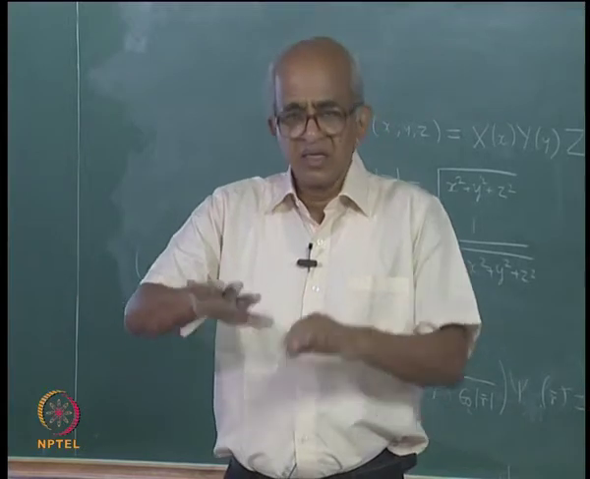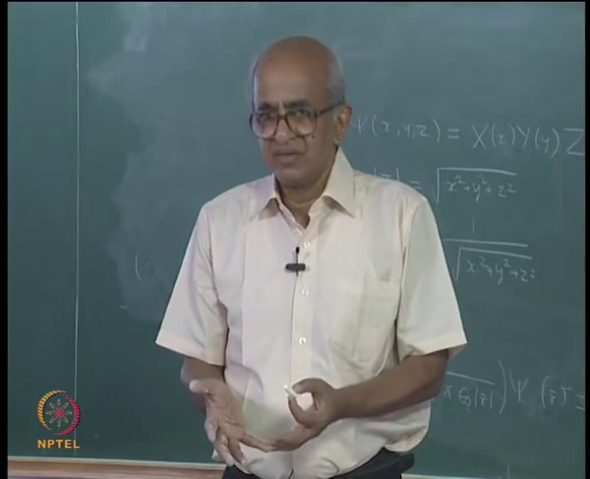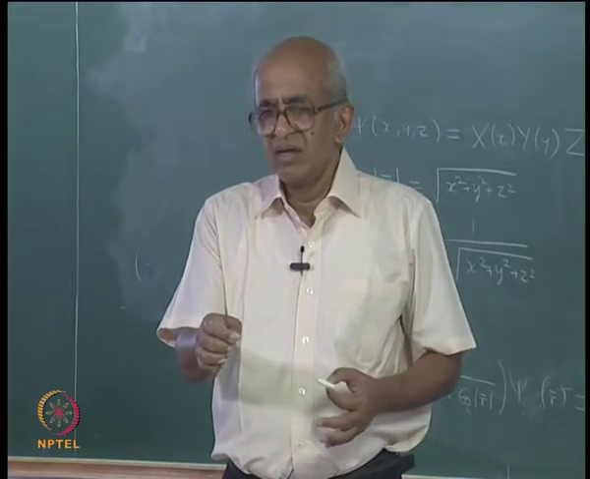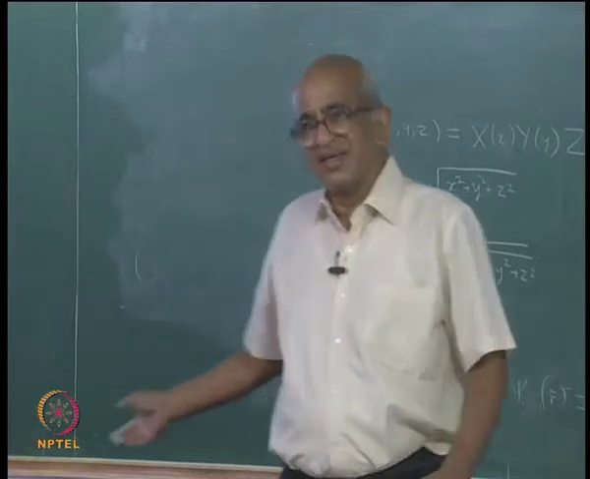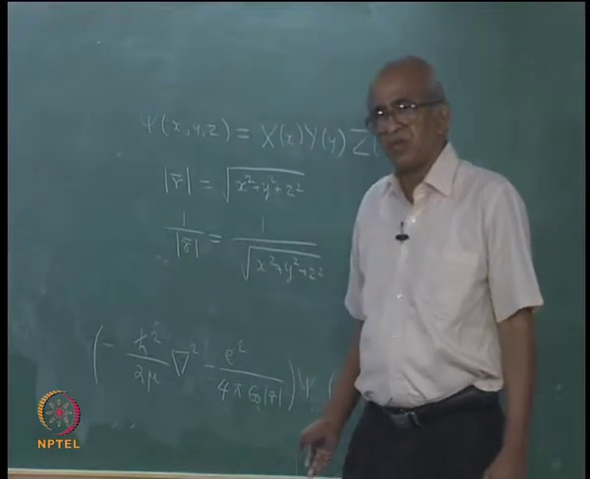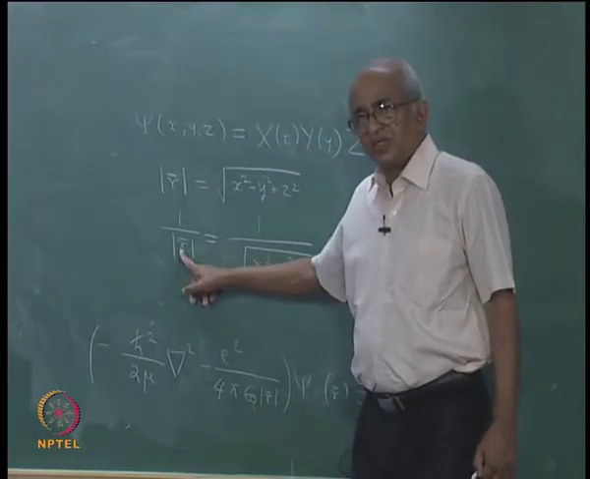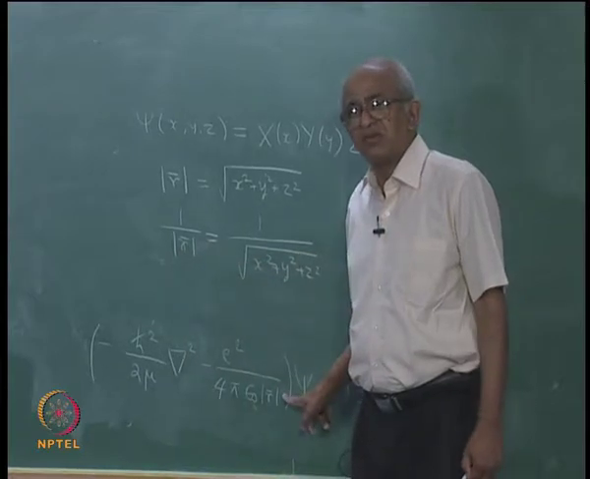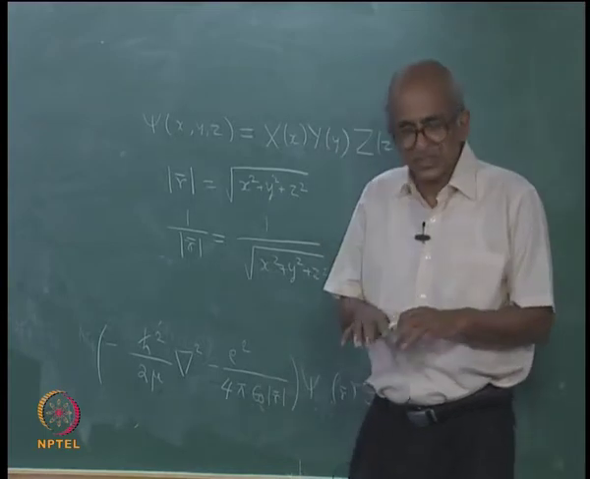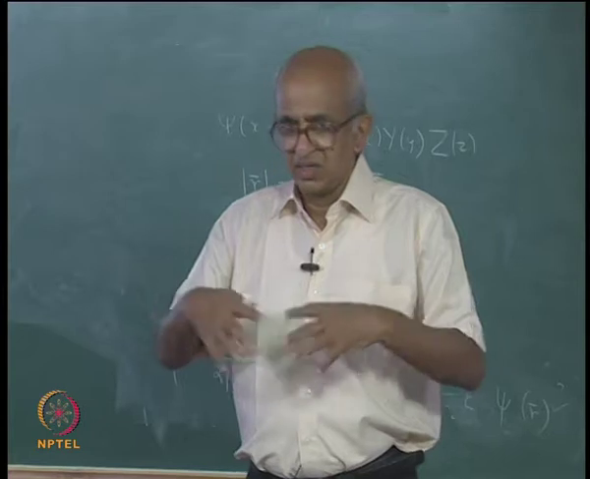Suppose I am thinking of all points on the surface of a sphere which surrounds the origin, correct? You can see that anywhere on the surface of that sphere, r will be a constant, and if r is a constant, the potential energy will be a constant. So, therefore, this is a potential that has a spherical symmetry. That is the meaning.